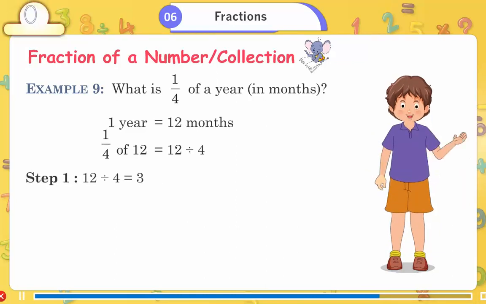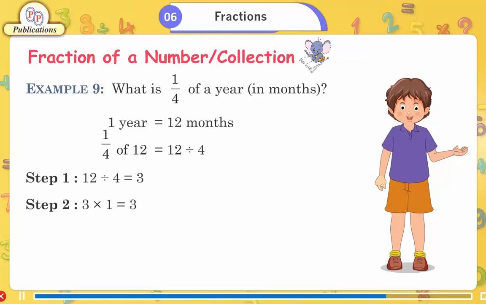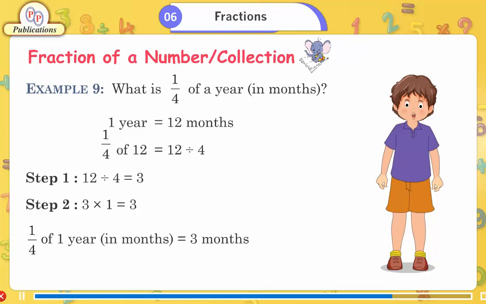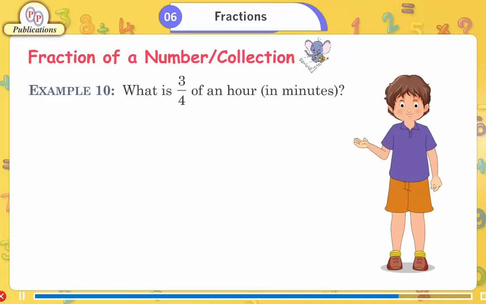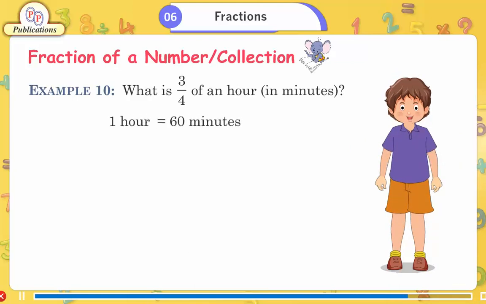Step 1. 12 divided by 4 is equal to 3. Step 2. 3 into 1 is equal to 3. 1/4 of 1 year in months is equal to 3 months. Example 10. What is 3/4 of an hour in minutes? 1 hour is equal to 60 minutes. 3/4 of 60 minutes is what?